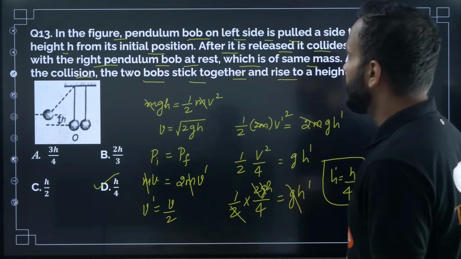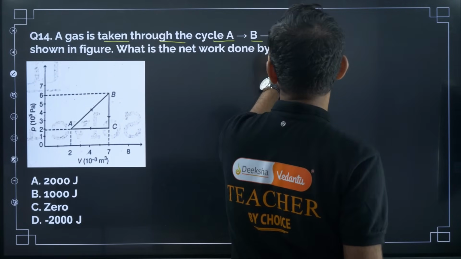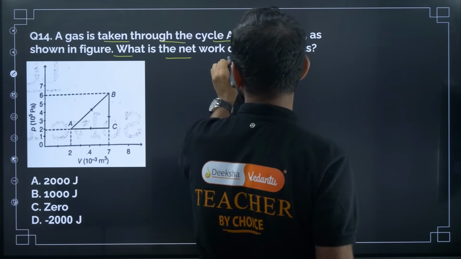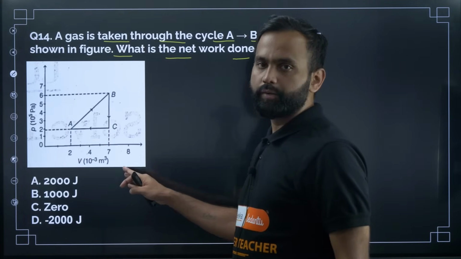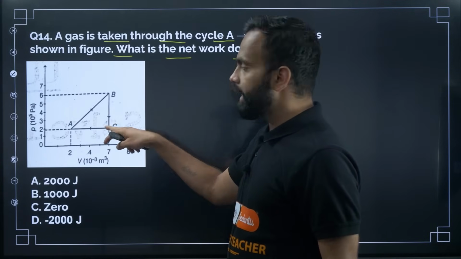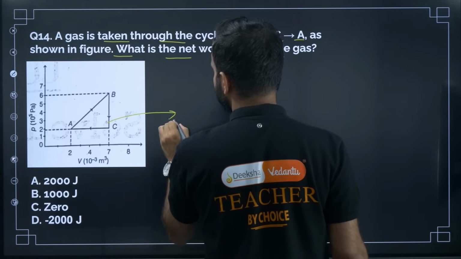Okay, yeah. Next question, question number 14. A gas is taken through the cycle A, B, C, A as shown in the figure. What is the net work done by the gas? Net work done by the gas in a PV graph is equal to the area under this curve, or the area of this triangle. So what is the area of the triangle?